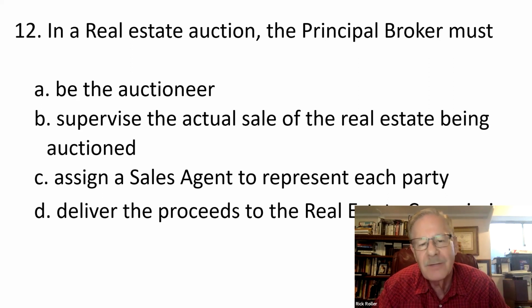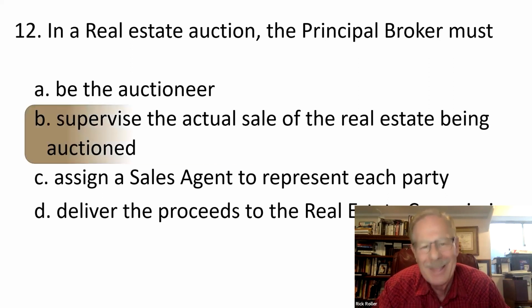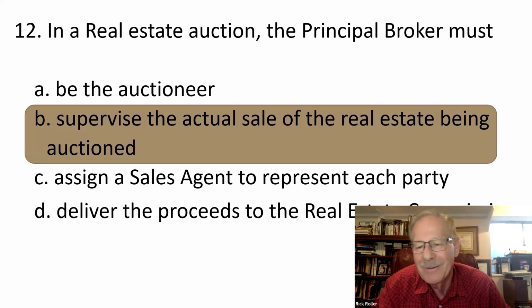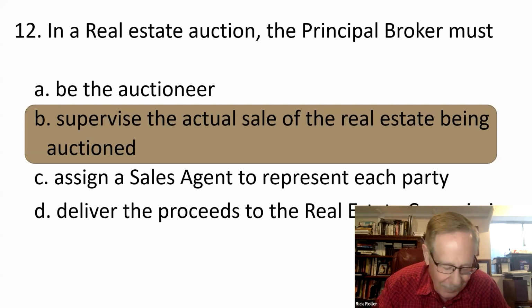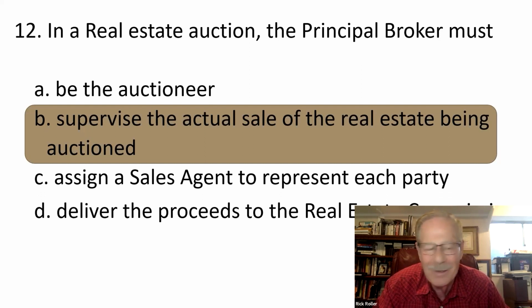Or C, assign a sales agent to represent each party. Okay. What do you mean each party? You have the guy that owns the property and it's being auctioned off. Okay, well, anyway, or deliver the proceeds to the real estate commission. Yeah, right. The commission is not even the division. The commission is 5 people that were suggested and appointed by the governor with the approval of the state Senate. They have nothing to do with receiving monies that agents get involved with in commissions.